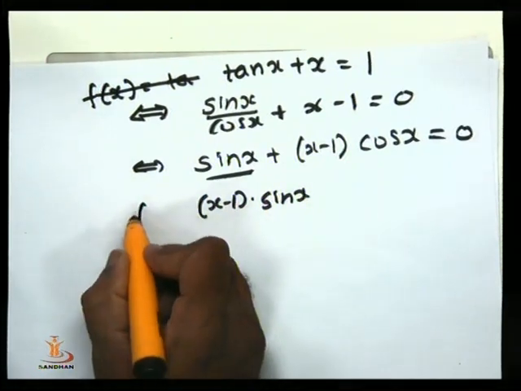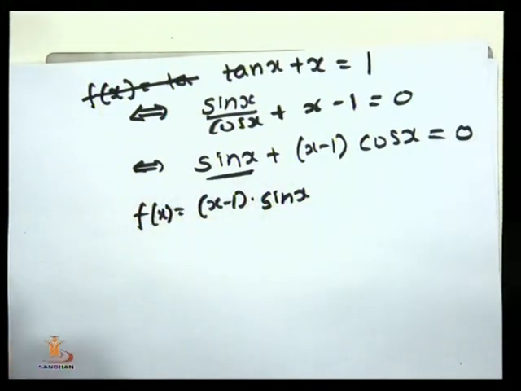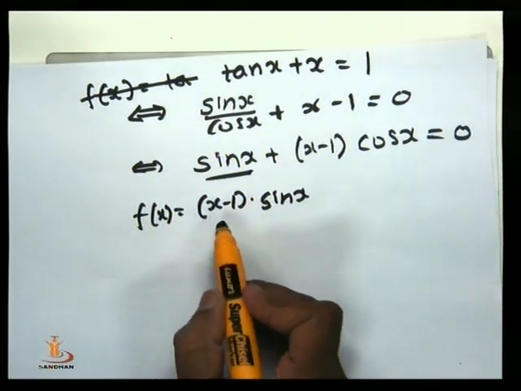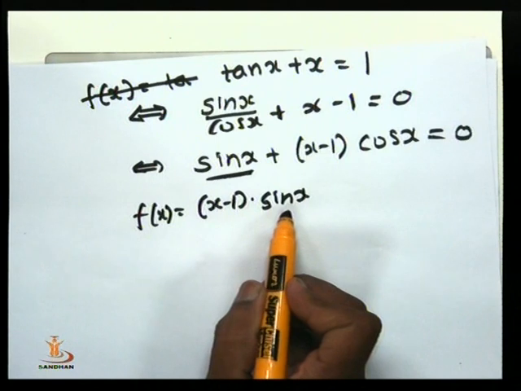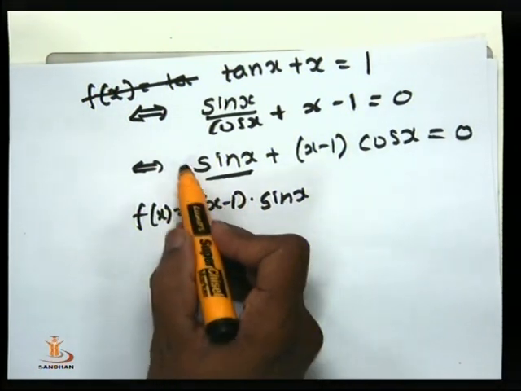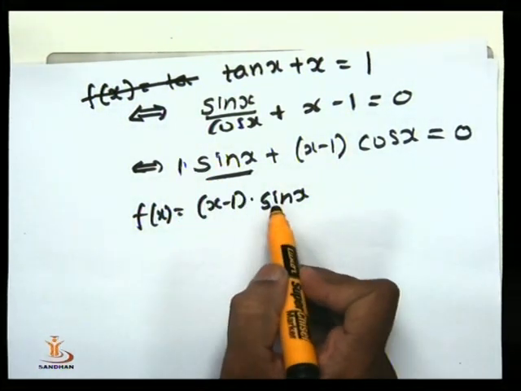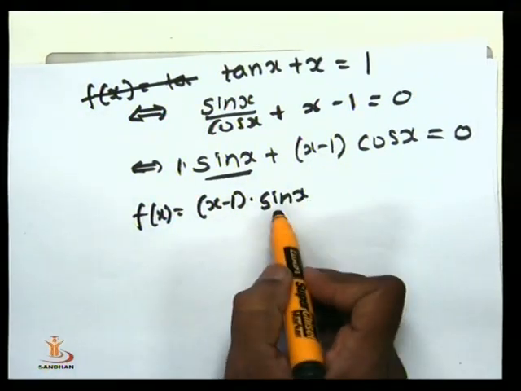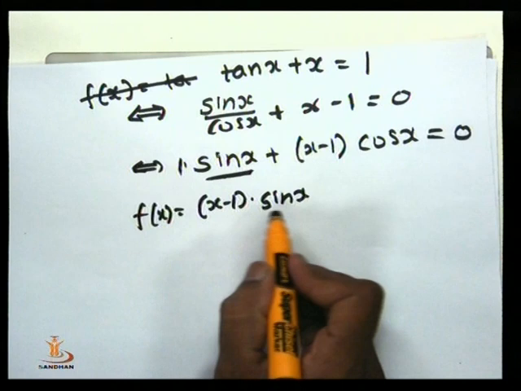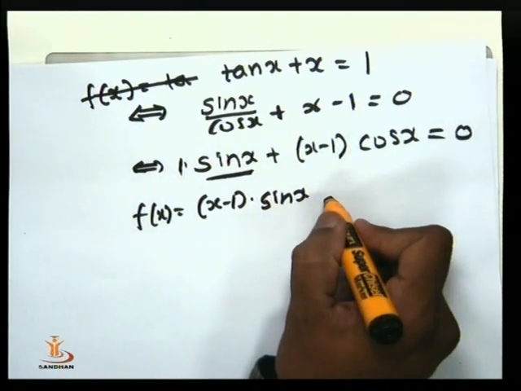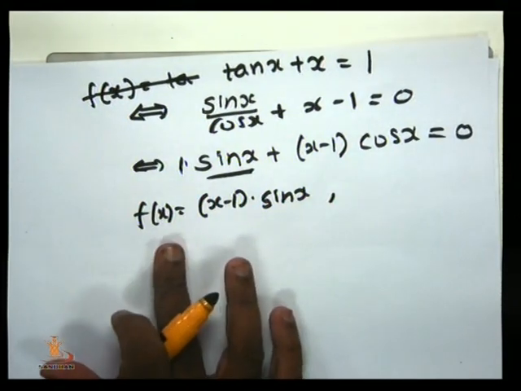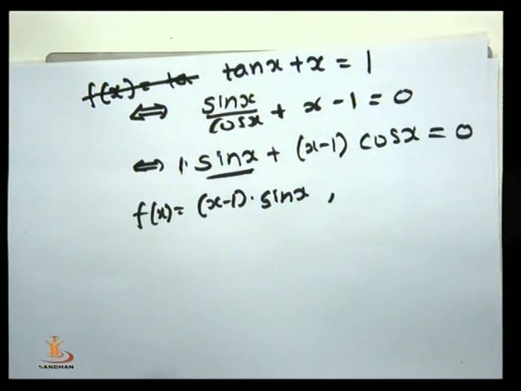If I define my function f(x) to be f(x) is equal to (x minus 1) into sin x, then taking this as u and this as v, you can see derivative of x minus 1 is 1, which is here, and sin x as it is, then x minus 1 as it is, and derivative of sin x is cos x. So, the u into v rule gives us this derivative. Thus, we think that this should be taken as the function f(x) in order to prove the required result.